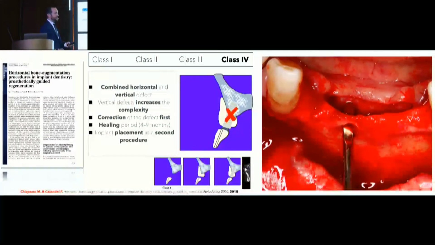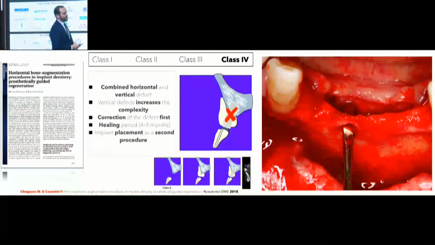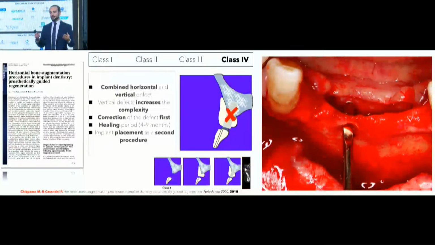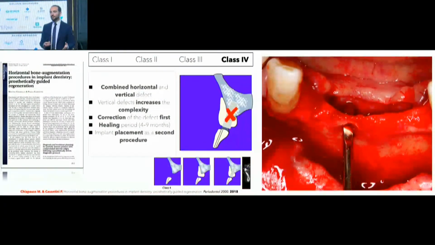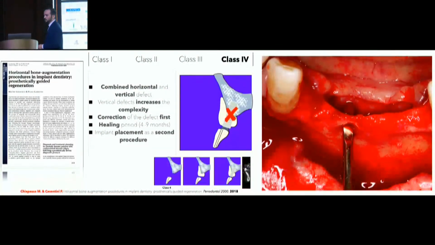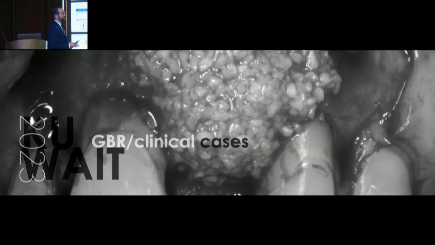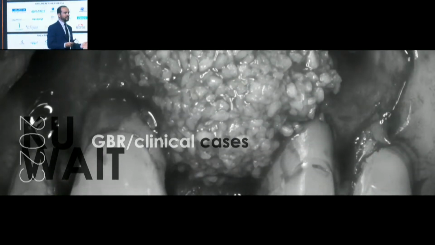And class 4, these are more severe atrophic ridges in which we have a horizontal and a vertical component, and the placement of a dental implant is simply impossible. Not in the ideal position, not in any other position. The bone volume that we have available is so deficient that we cannot proceed with implant placement. And now we are going to review some cases throughout the different classifications and see how we can manage all these defects from class 1 to class 4 based on the Chiapasco classification.